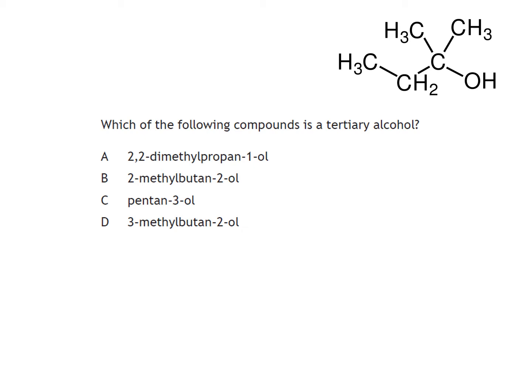And to identify something as a primary, secondary, or tertiary alcohol, you may remember that we're looking for the carbon that is bonded to the hydroxyl group. And then what we're trying to do is to see how many other carbons are bonded to that carbon. So in this instance here, we have 1, 2, 3 carbons bonded to it. Therefore, B, the 2-methyl butan-2-ol, is the tertiary alcohol.